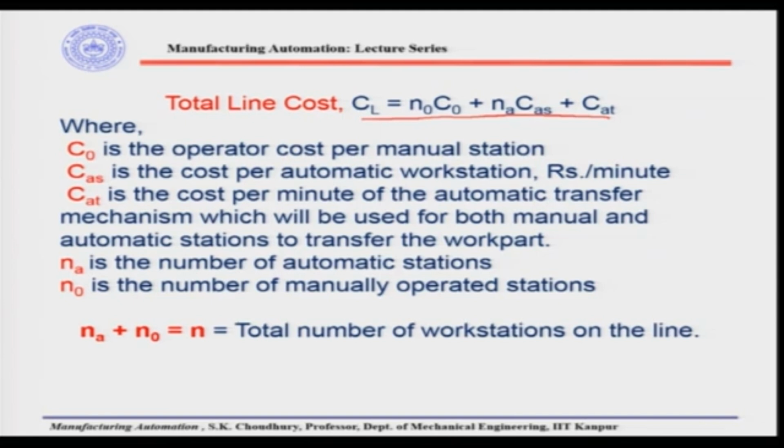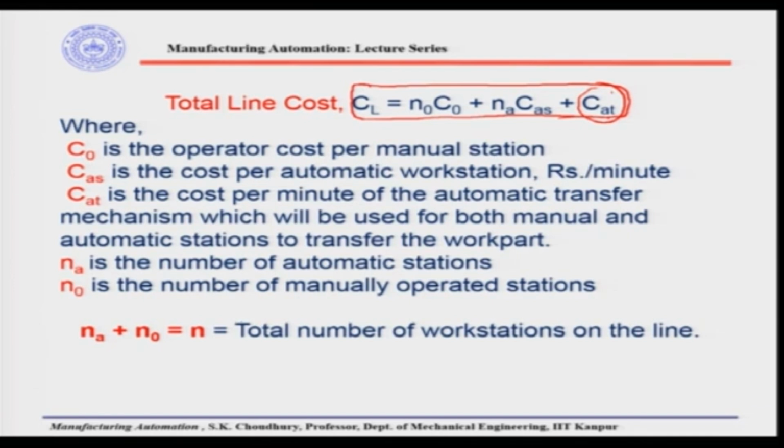Since this automatic transfer mechanism is used for both the manual stations and the automatic stations, this will be overall plus Cat. So, that is how we can get the total line cost, which is equal to the manual operations and their cost, plus automatic operations and their cost, plus separately the cost per minute of the transfer mechanism. Now, of course, N0 plus Na will be the total number of machines or workstations on the line.